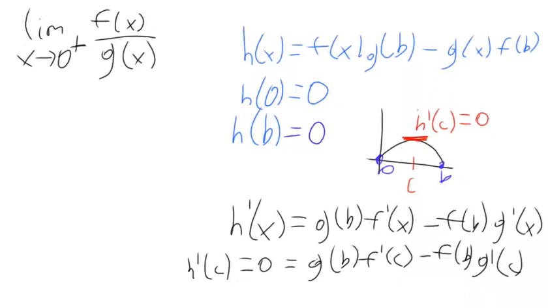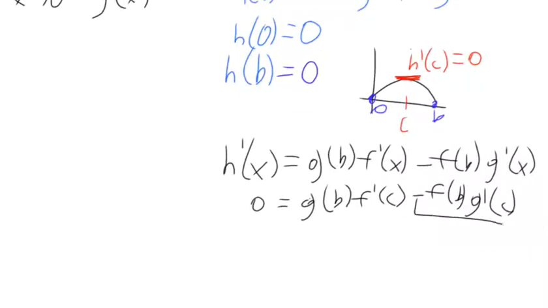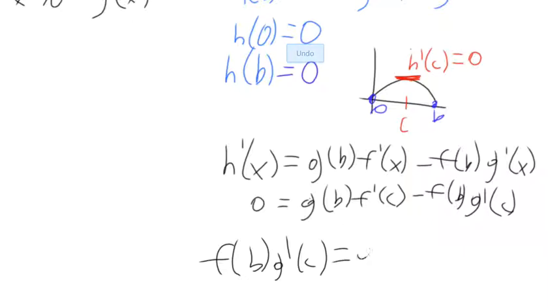And let me erase this part right here, because now I'm just going to manipulate this equation a little bit. I'm going to add this on both sides, so I'll get f of b times g prime of c equals, this is what I have left over on the right side, g of b times f prime of c.